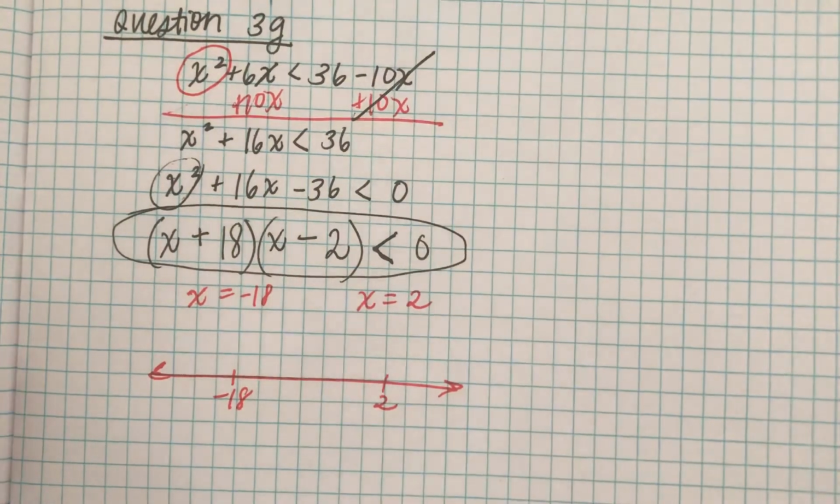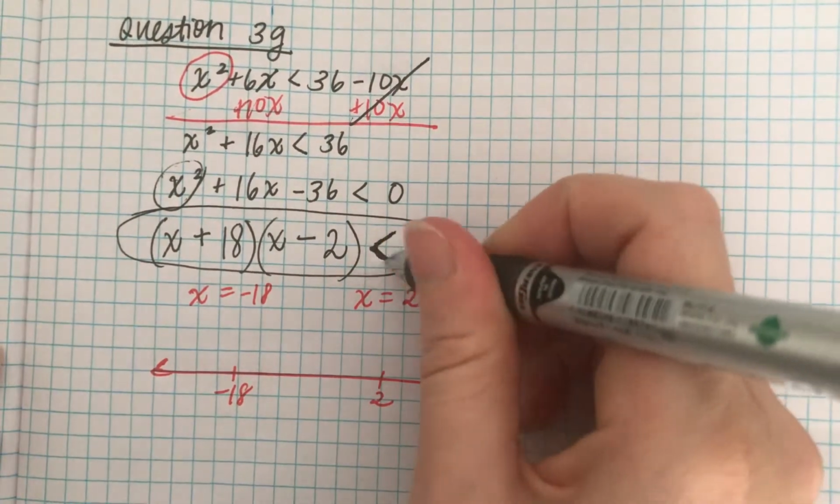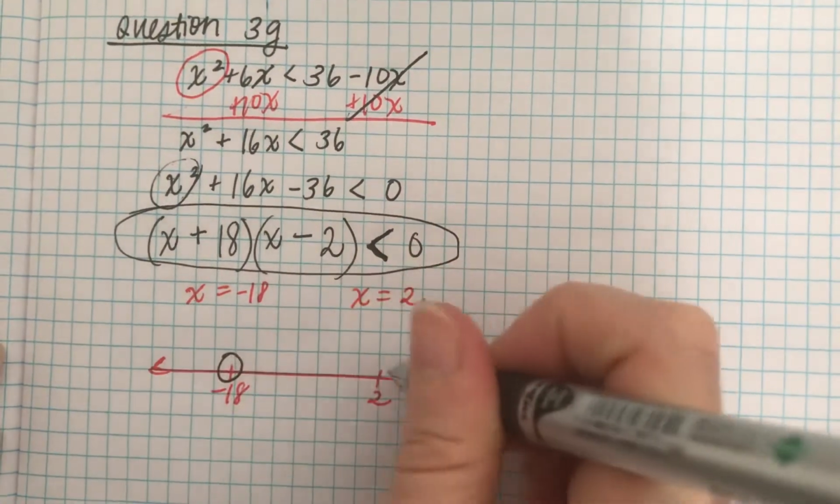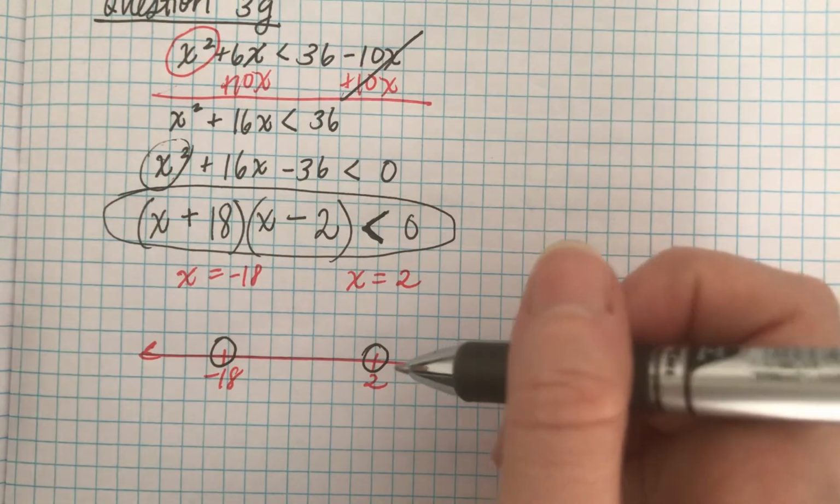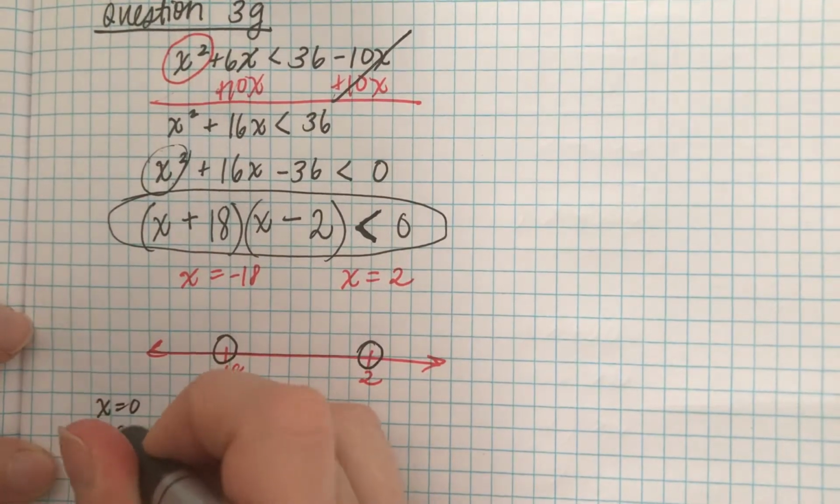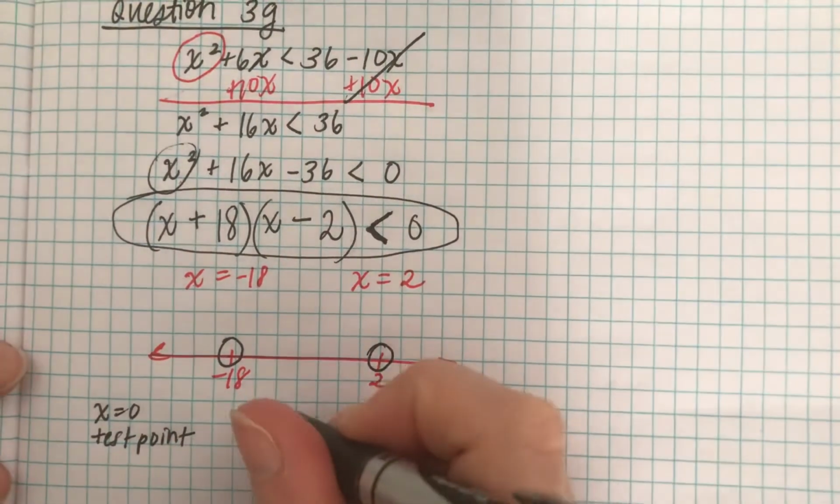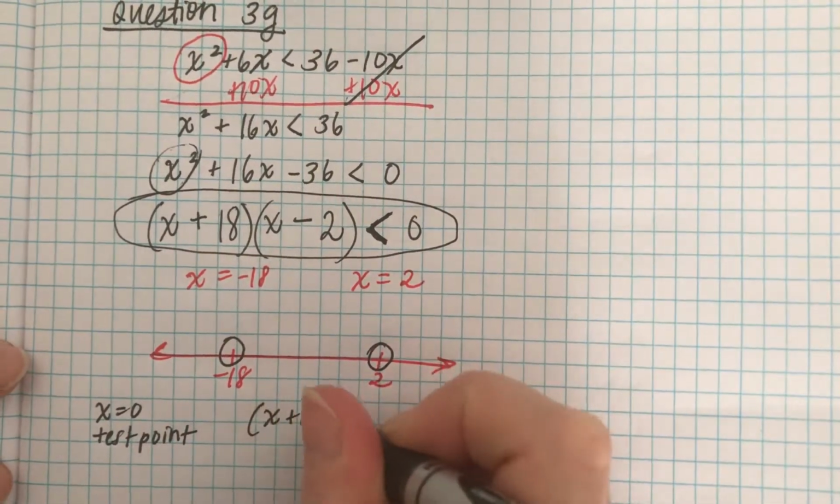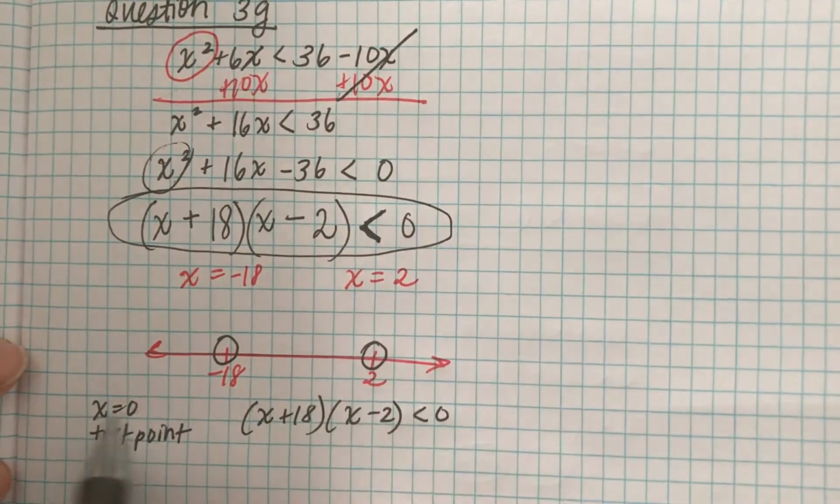And then we want to use our test points. I already know, since I have this less than symbol here, there's no equal symbol, I already know that those are both open circles at minus 18 and at positive 2. And then I'm going to use 0 as a test point. All right, so I'm going to use this inequality, less than 0, and replace x with 0.